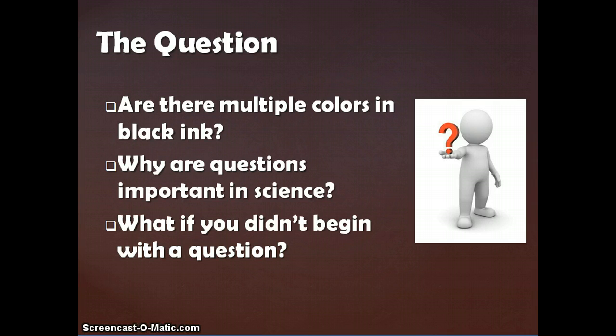So right here I have two questions posted on the slide. They are, why are questions important in science? And what if you didn't begin with a question? Those are two questions I would pose to my class, and they would go over them in groups or class-wide and just discuss them amongst themselves. I would then go further into the PowerPoint, and they will be explained a little bit later on.